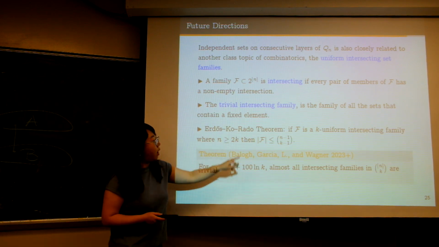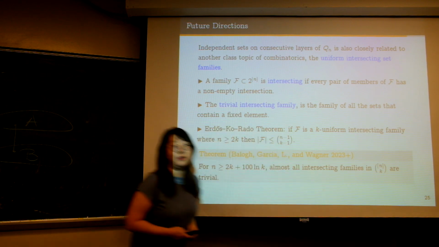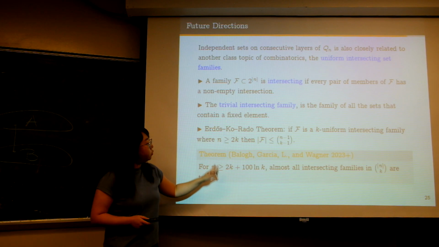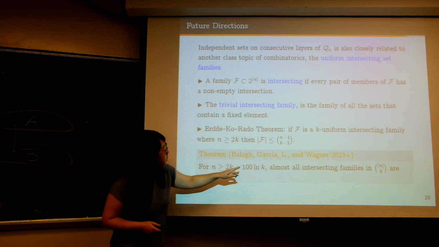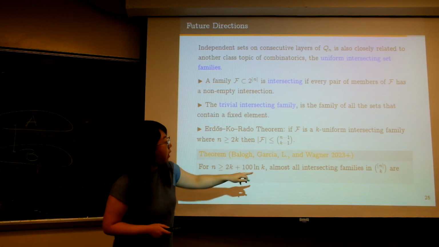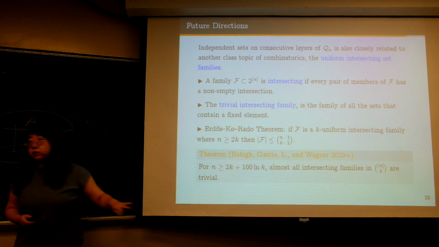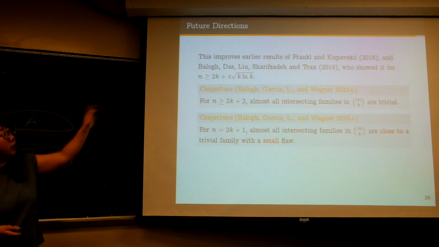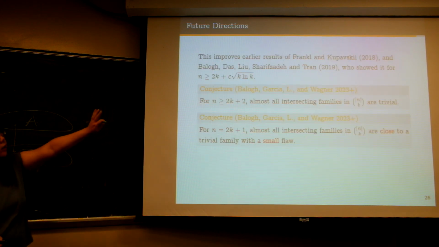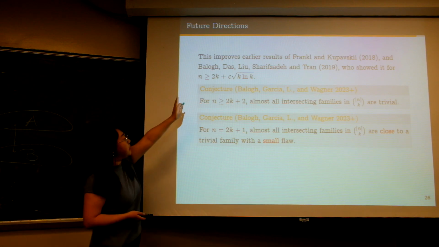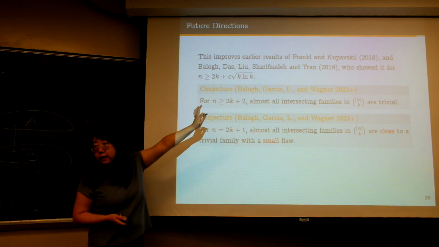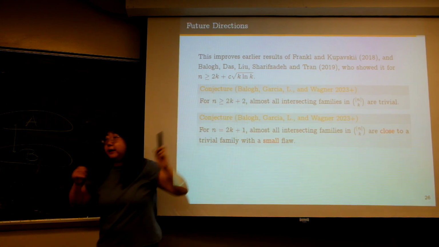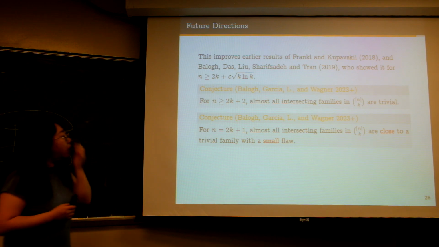With Paulo, Garcia, and Wagner, now I can actually remove this plus, it's accepted recently. We showed that when n is at least 2k plus 100 log k, almost all intersecting families are trivial. So this is actually improving some earlier results by this two group where they show it works for n at least 2k plus some c root k log k. But we improved this from the root k to the log k level.